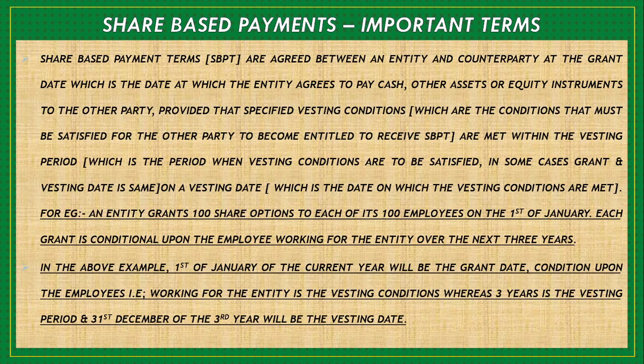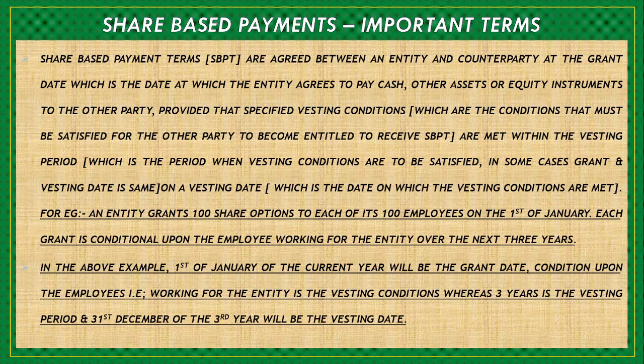The vesting date is the date on which the vesting conditions are met. For example, an entity grants 100 share options to each of its 100 employees on the 1st of January. Each grant is conditional upon the employee working for the entity over the next 3 years.